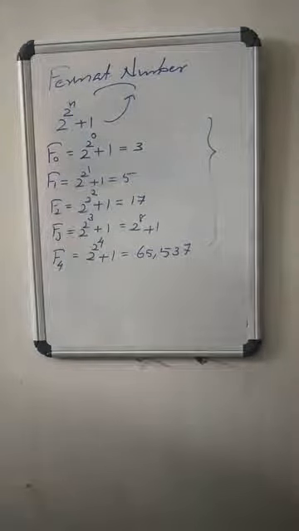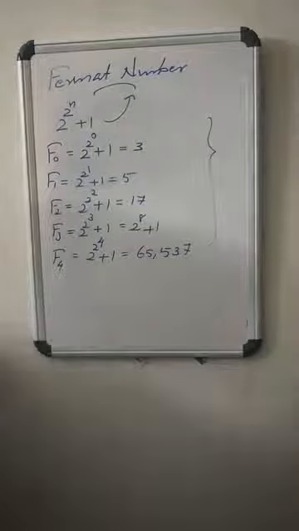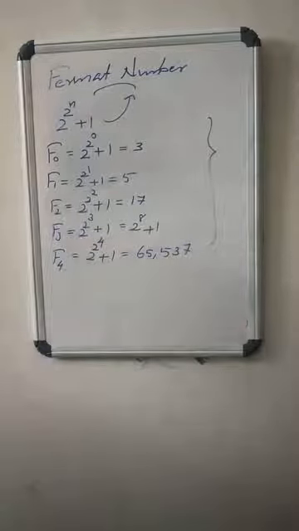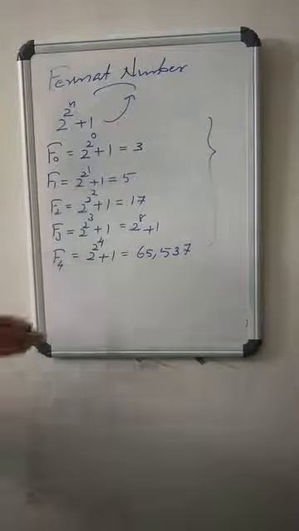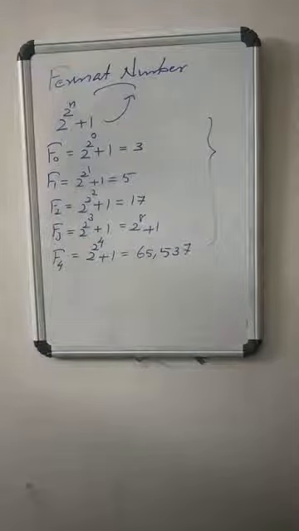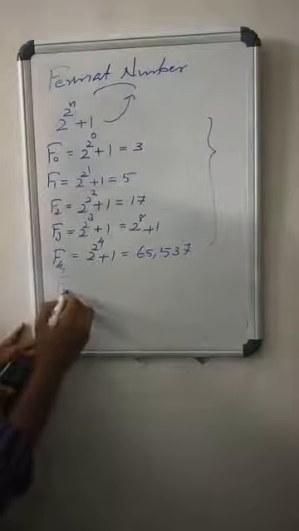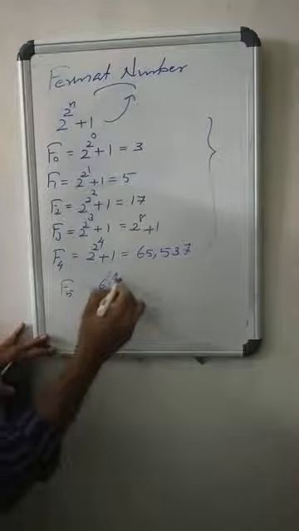But we cannot say that 2 power n plus 1 is always a prime. The Fermat number is not always a prime, but the first terms F0, F1, F2, F3, F4, these first 5 terms are prime numbers. What about F5? F5 is not a prime. It is actually divisible by 641.